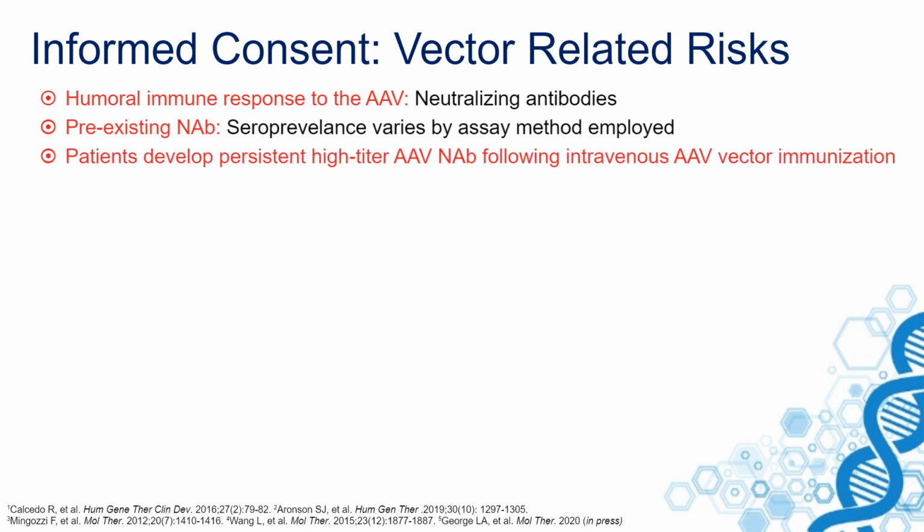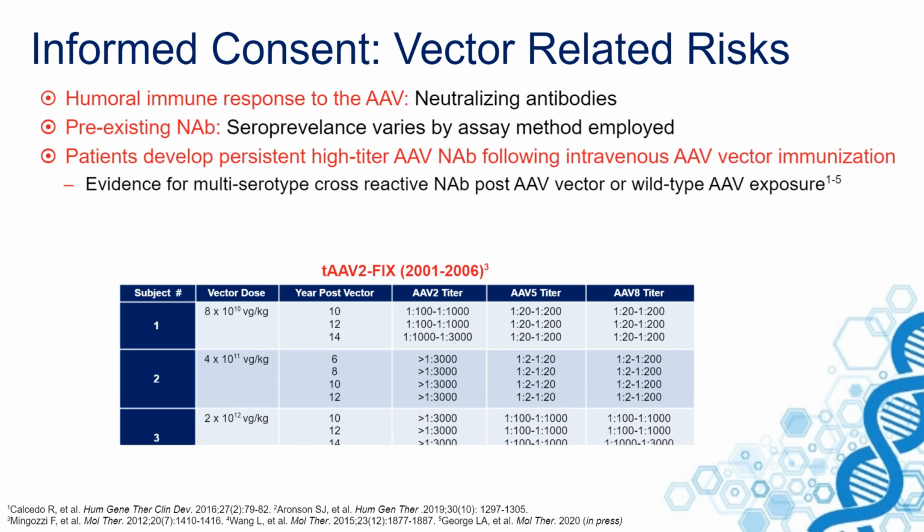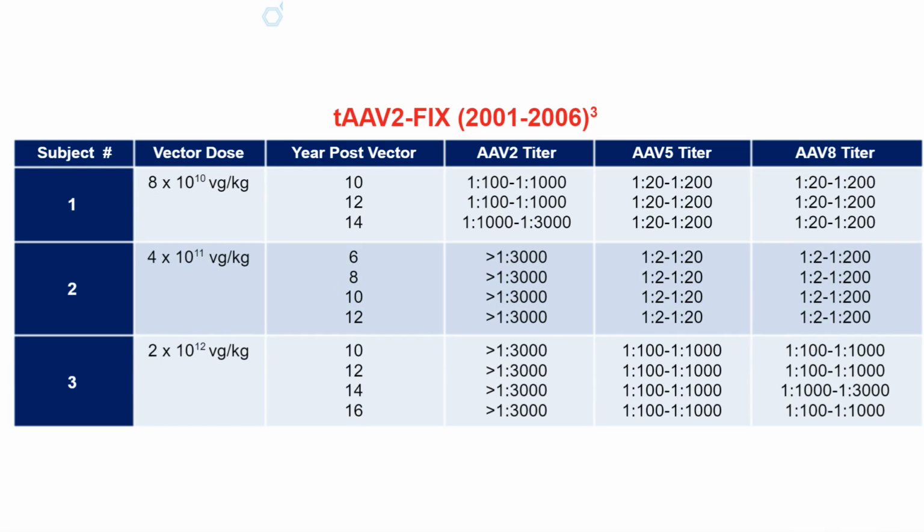And then we also know that universally patients, after they receive systemic AAV vectors, develop high titer neutralizing antibodies, and increasing evidence suggests that these neutralizing antibodies are multi-serotype cross-reactive. In other words, they are not only to the serotype of the vector infused, but cross-react with other AAV serotypes. This is outlined in this chart here. These are data from the first patients to receive a systemic AAV vector. You can see this is a small cohort, only 3 patients. You can see they were followed for a number of years following vector infusion. The infused serotype was AAV2. You could see they all maintained high titer neutralizing antibodies for the duration of follow-up, but also had neutralizing antibodies to all other tested serotypes.